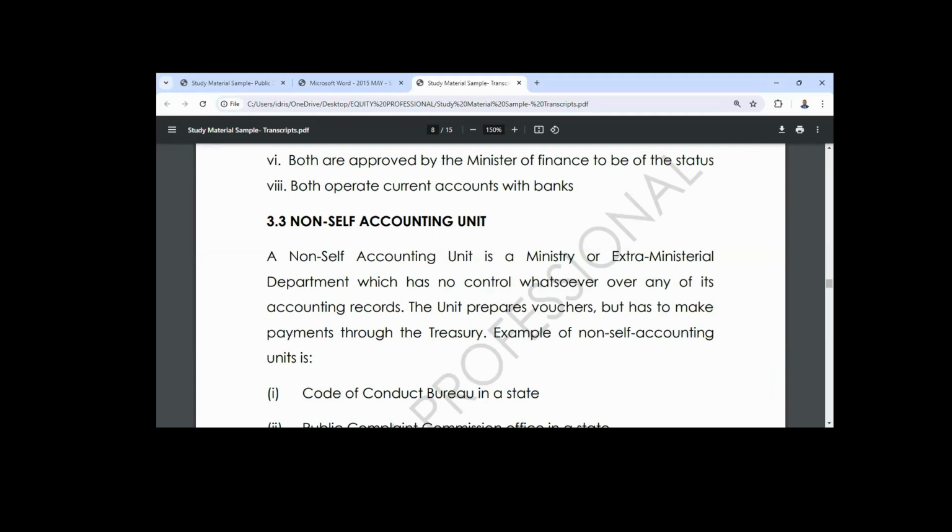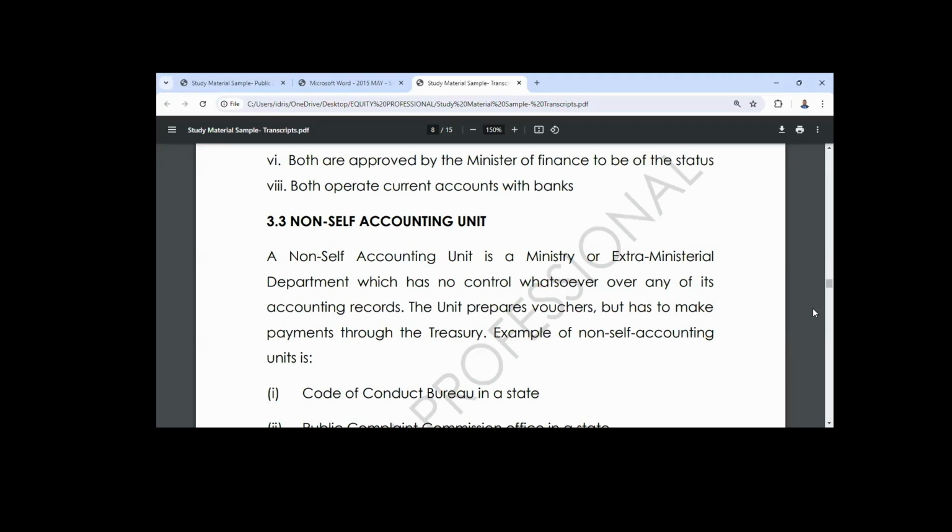A non-self-accounting unit is a ministry or extra-ministerial department that has no control over the accounting records. Any ministry or extra-ministerial department that has no control over the accounting record is a non-self-accounting unit. Non-self-accounting units cannot prepare final accounts. They can prepare transcripts, but they cannot prepare final accounts. They cannot prepare audited accounts.